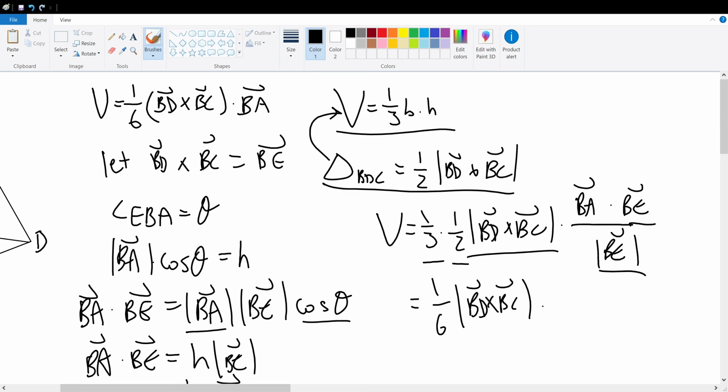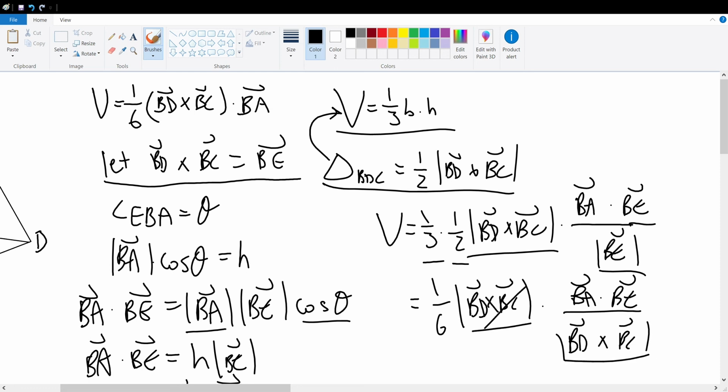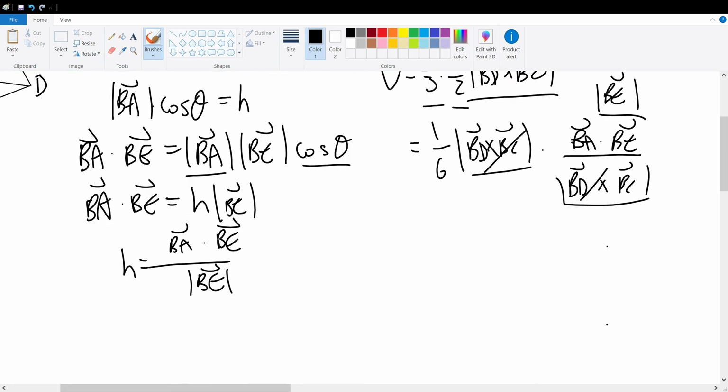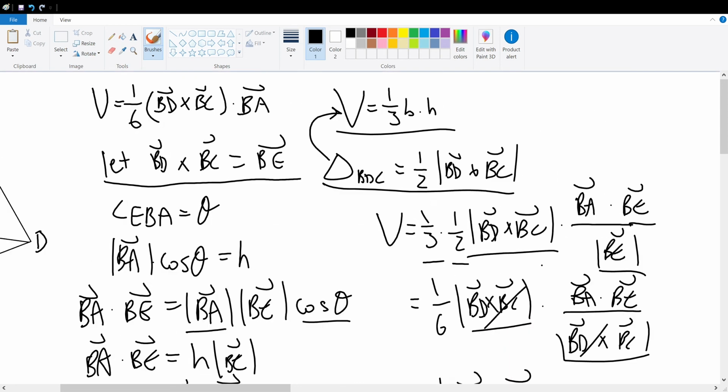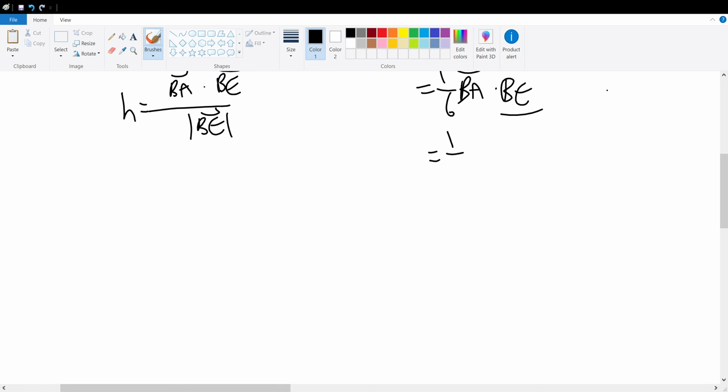And we know BE vector we previously defined to be BD cross BC vector. Therefore, BE vector's magnitude can be rewritten as BD vector cross BC vector's magnitude. And so we apply that into our equation to get BA vector dot BE vector divided by BD vector cross BC vector's magnitude. Notice these two terms we can cancel out, and then we'll be left with only 1/6 times the BA vector dot the BE vector, which again we have assumed BE vector to be equal to BD vector cross BC vector. Our final result is 1/6 times BA vector dot BD vector cross BC vector.